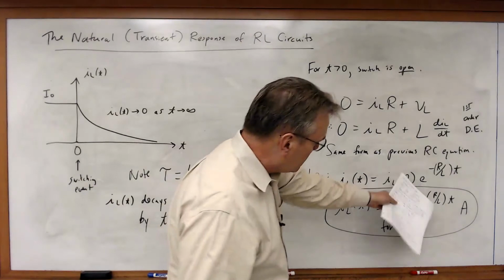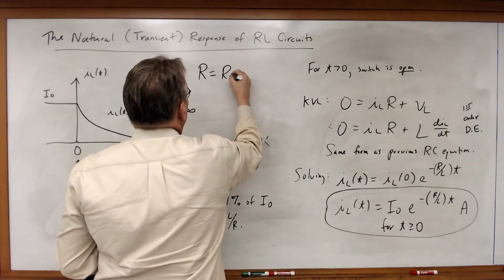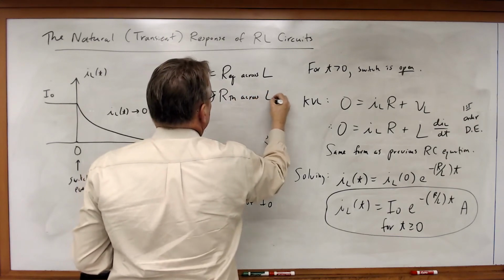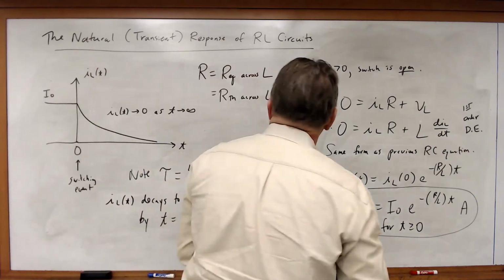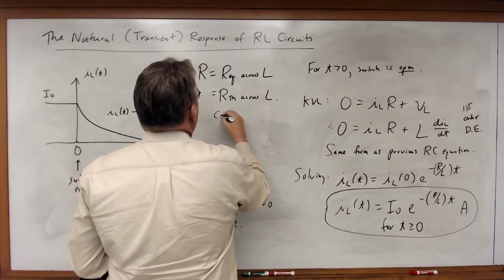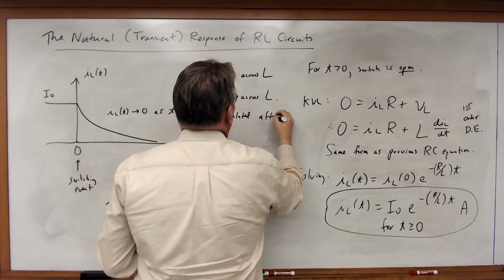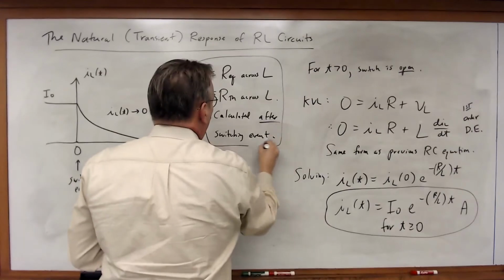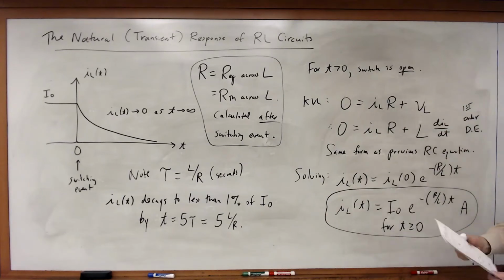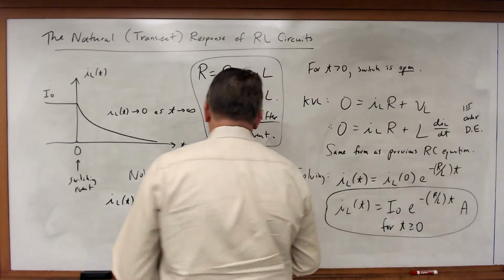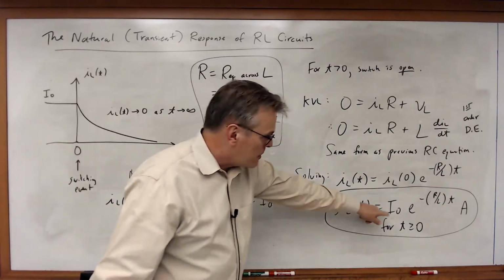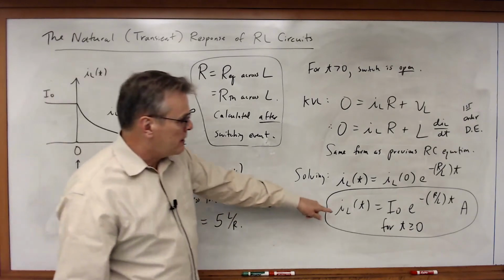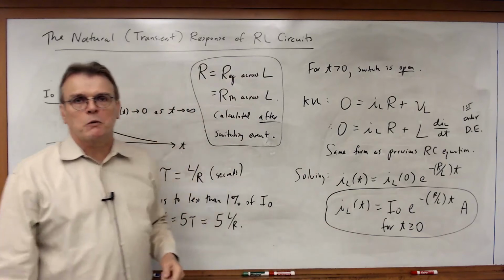Looking at this, what is R? Again, R is equal to the equivalent resistance across the inductor, or the Thevenin resistance across the inductor. So, once again, this is calculated after the switching event. So once again, we see the similarity between the RC and the RL type circuits. We have to calculate two quantities, the initial condition, and then we have to find the equivalent resistance across the inductor. And once we solve that, we have our answer, and we simply plug it into this form of the solution, which works for every possible first-order RL circuit.